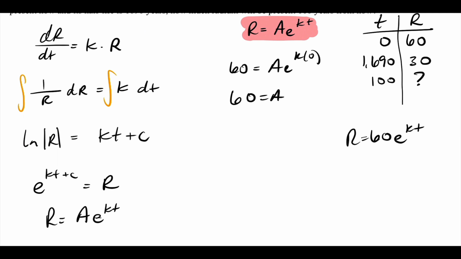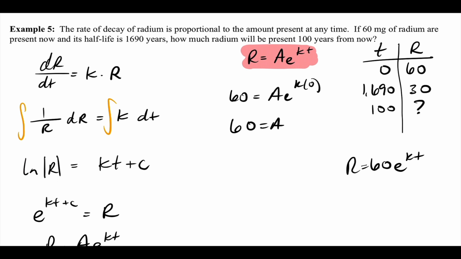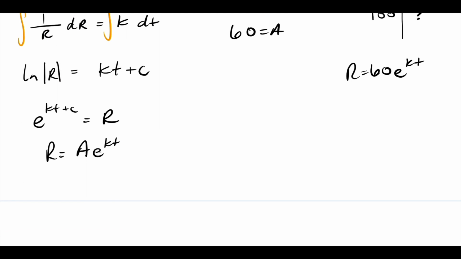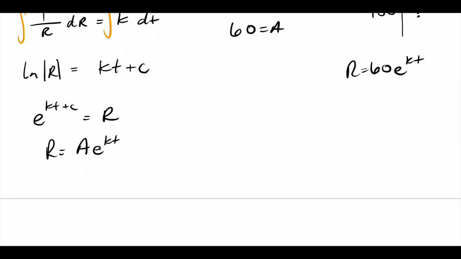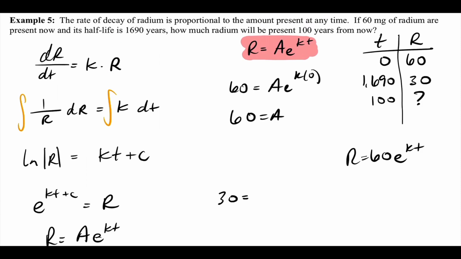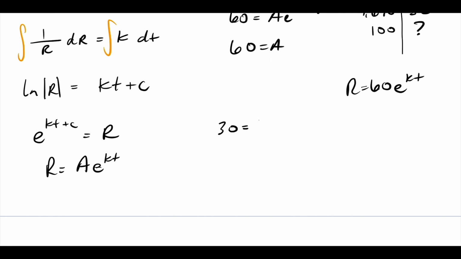So they told me at present time it's 60 milligrams. It's got a half-life of 1,690, so that means half of it is still there after 1,690 years. After 100 years from now, how much is going to be present? So I plugged in 0, 60, and I got A is 60. Now I have to plug in the other point to get K. The other point is 30 for R and 1,690 for T.